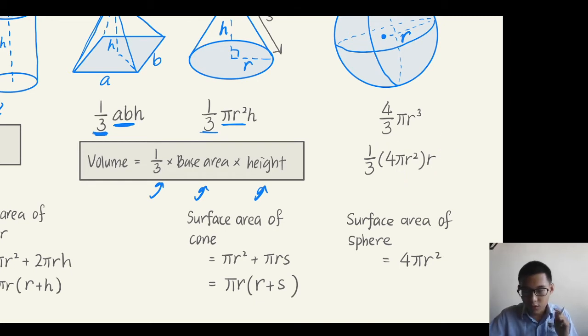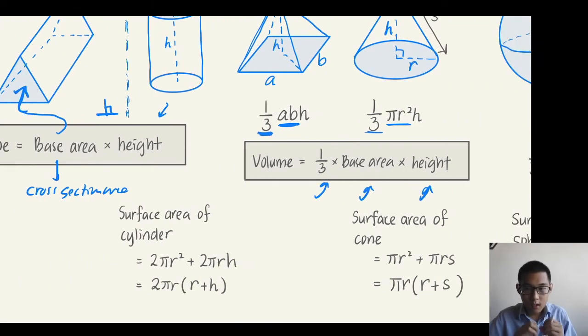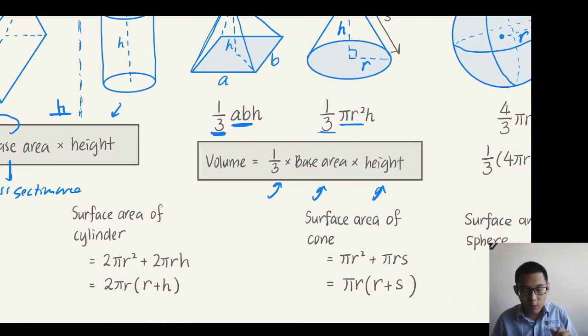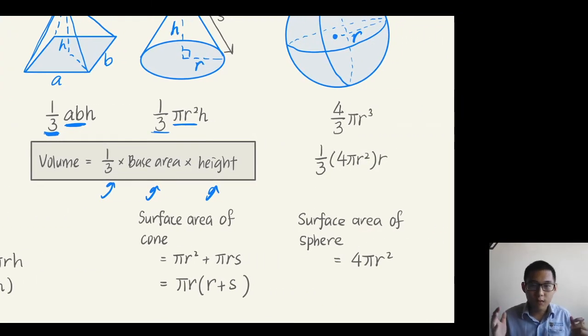For the volume, you can try to remember 3 formulas. One is this, and then we extend it with the 1 over 3, and another one is the sphere. Enough, 3 formulas, no need to memorize more and more.